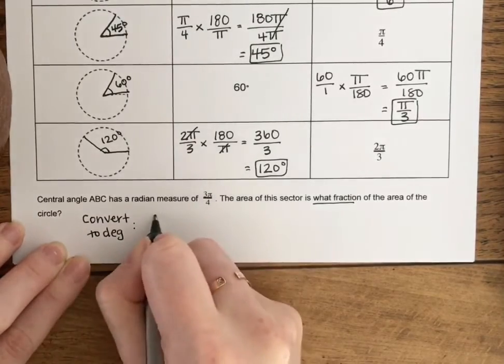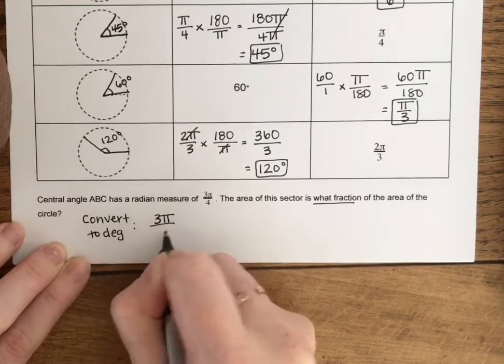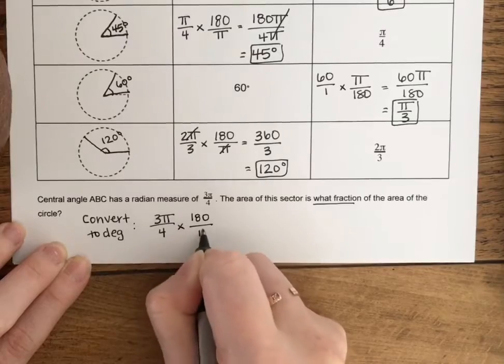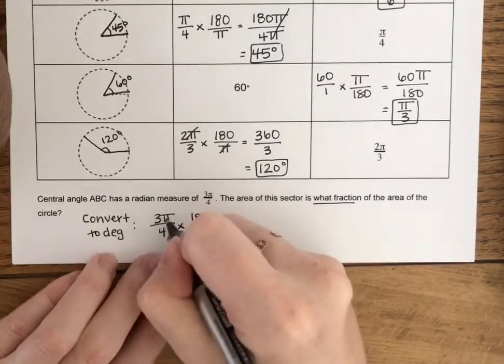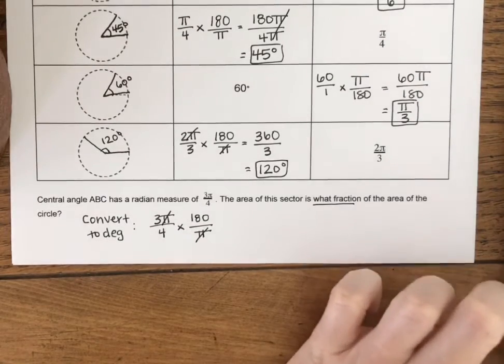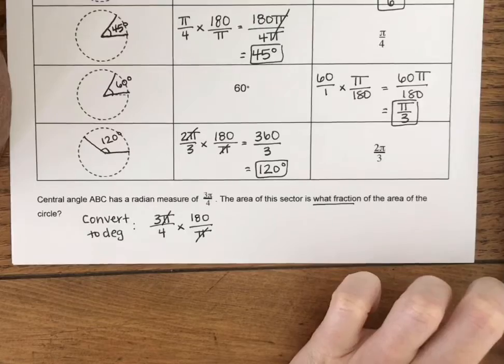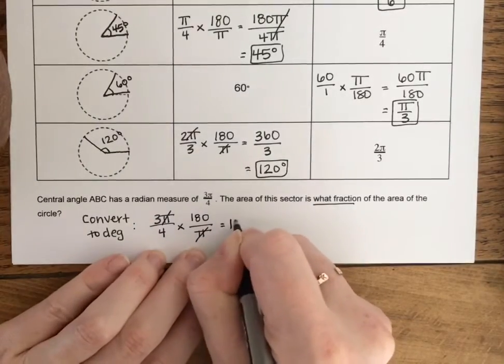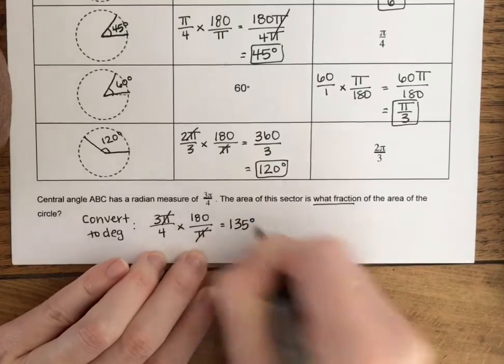Okay, so 3 pi over 4, if I want to convert that to degrees, I'm going to multiply it by 180 over pi. Okay, my pi's are going to end up canceling out eventually, so I'm just going to do it right now so I don't have to worry about it later. So 3 times 180 divided by 4, this is going to give me 135 degrees.